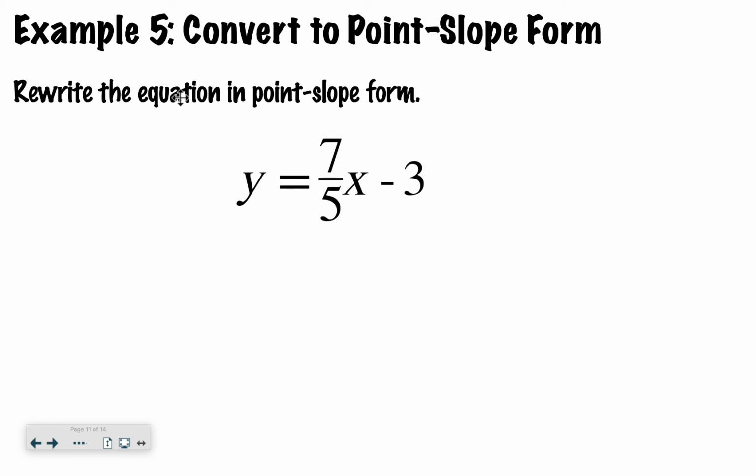So now we're going to rewrite the equation in point-slope form. So if you look, we're starting with our slope-intercept form, and we are going to point-slope form. So this one involves just kind of one little extra step. We need to figure out a point to use in order to make this a point-slope form.